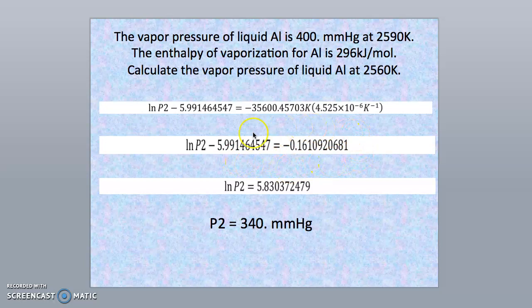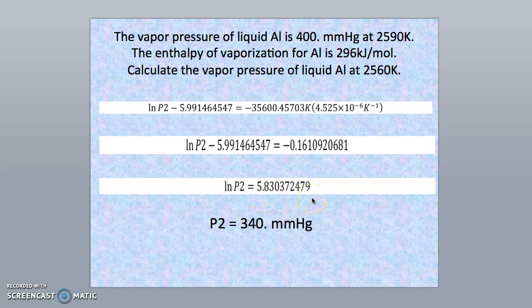So right here, this is getting more and more manageable, right? So I'm going to move the 5.99 over. I'm going to add 5.99, 1464, 547 to this side. If I do it to one side, I have to do it to the other. And I get the log of P2 equals 5.83, whole bunch of digits.